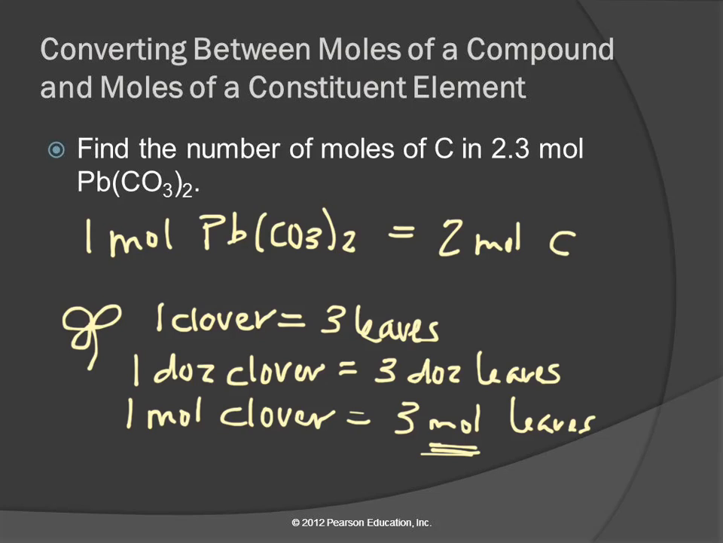Does that make sense? When we look at this formula, no matter how much of it we have, there are twice as many carbon atoms as units of this, because each unit has 2 carbons in it. If we have a bicycle, it's got 2 wheels. If we have a dozen bicycles, we're going to have twice as many wheels. No matter what number of bicycles we have, it'll be twice as many.